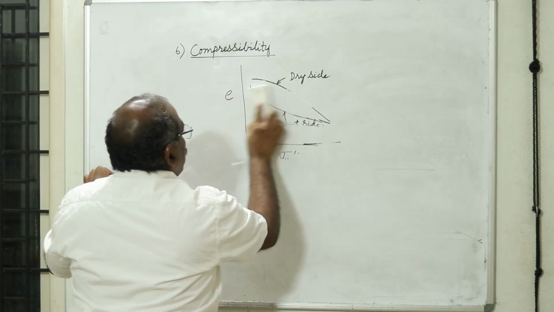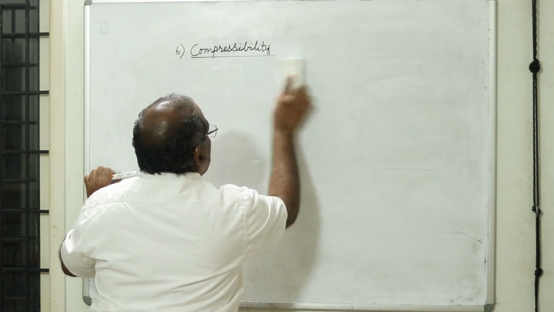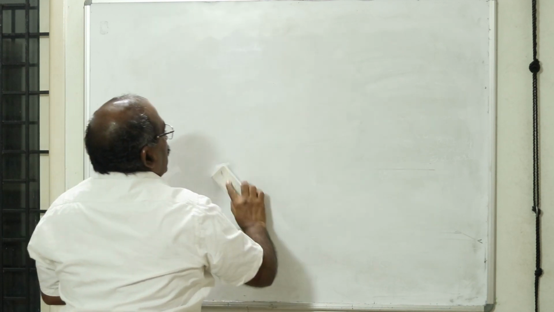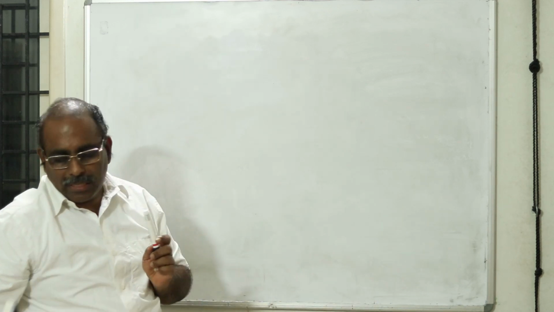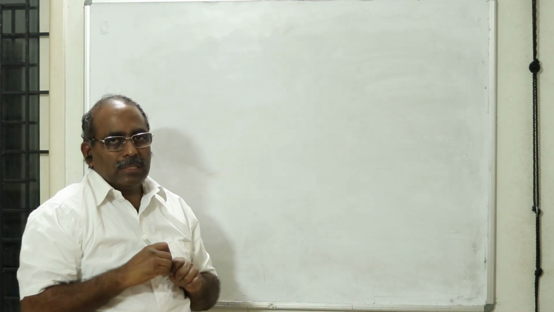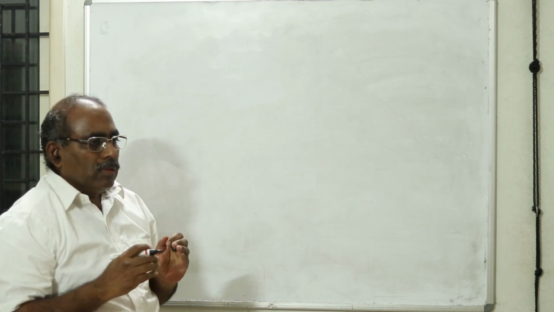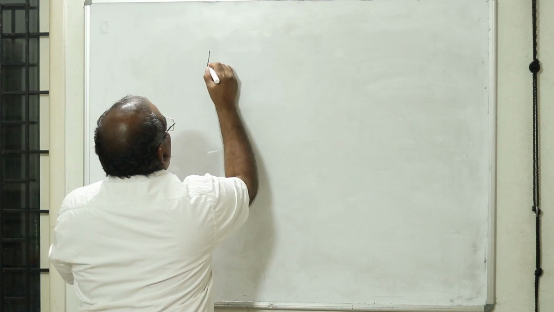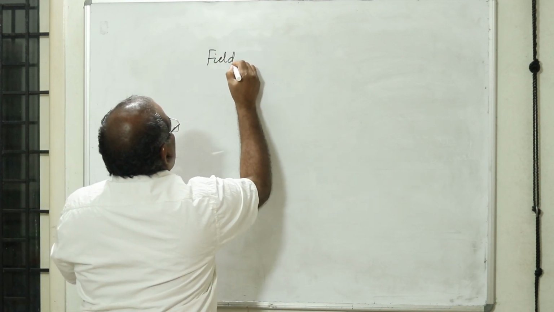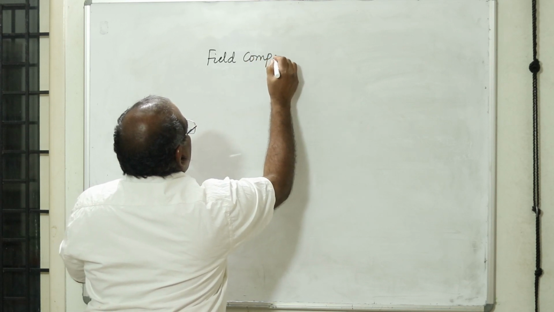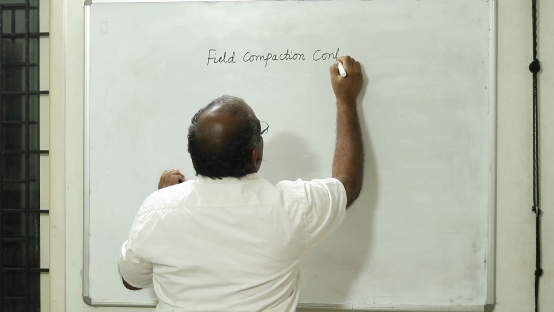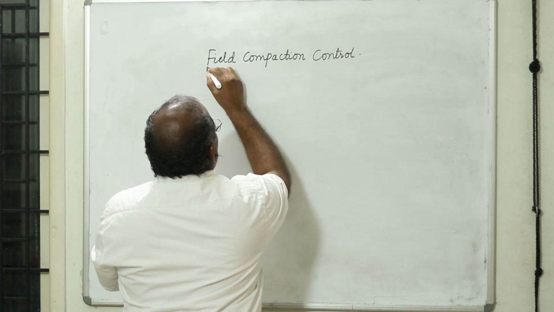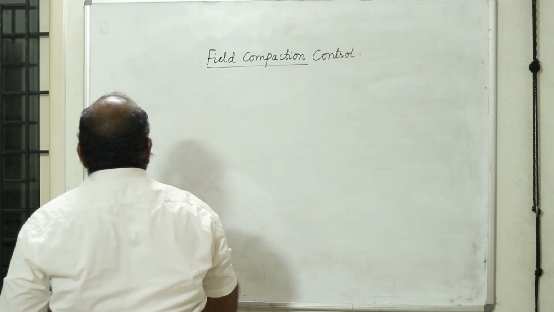Now, we have discussed all the important engineering properties. We have seen swelling, shrinkage, permeability, compressibility and also the stress strain behavior. Students, we will go to the next aspect which is very important. Now the field compaction control. In the field, compaction and field compaction control.